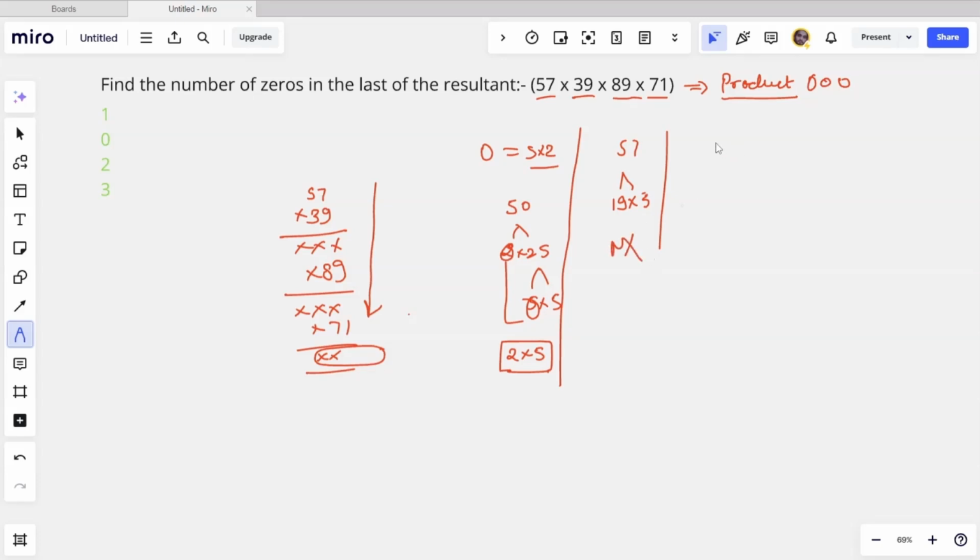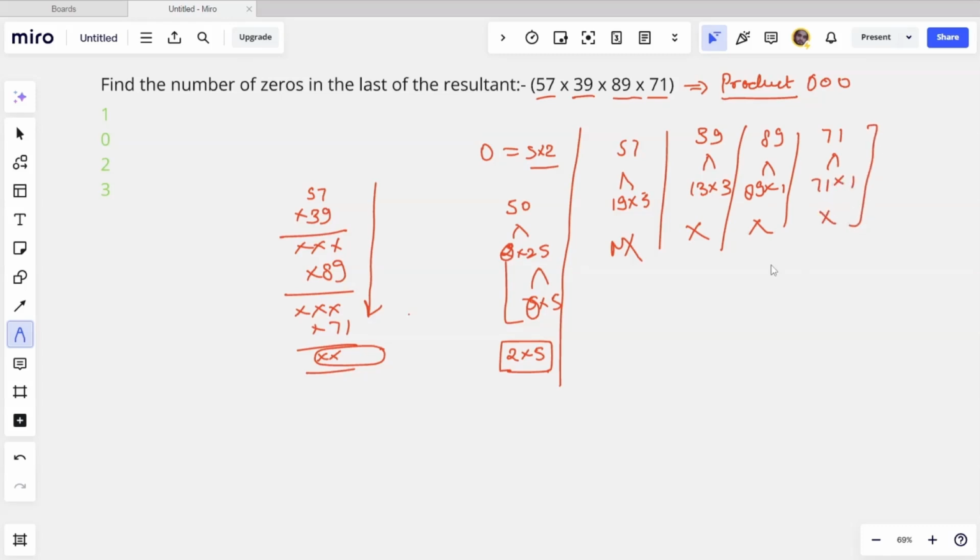Okay, so let's try to check 39. The prime factorization is 13 into 3. Okay, so no 0 in it. 89 is a prime number, 89 into 1, so no 0 in this. 71 is also a prime number, so no 0 is available in this.